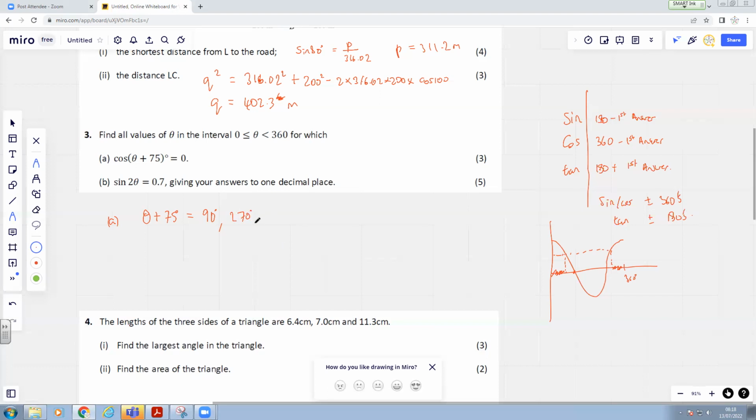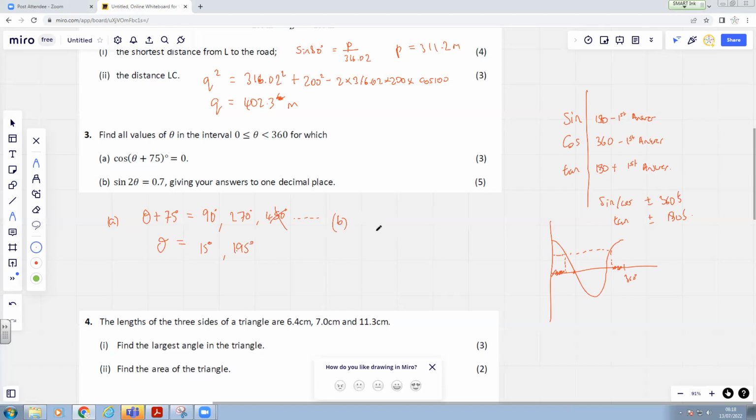Now, you might even be paranoid and add on 360 to 90 to get you 450, because you can always keep adding on 360s. But I don't think that's going to be in the range. I'm just going to write it down anyway, just to show you. And then when you take away your 75, you're going to get 15 or 195. But when you take away 75 from that, you're not in the range. And so these are the only two answers that you've got, 15 degrees and 195 degrees.